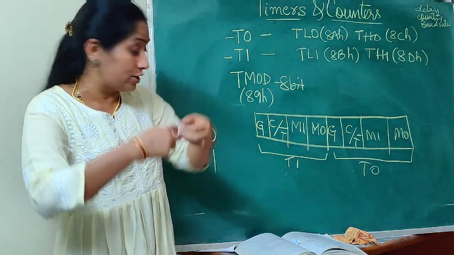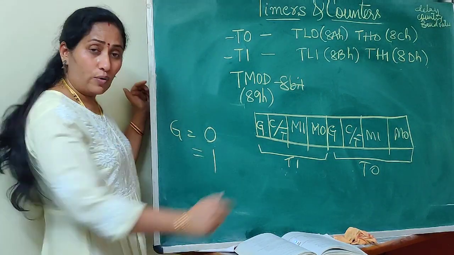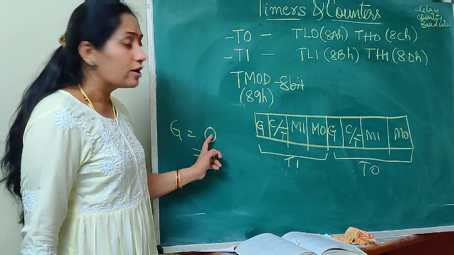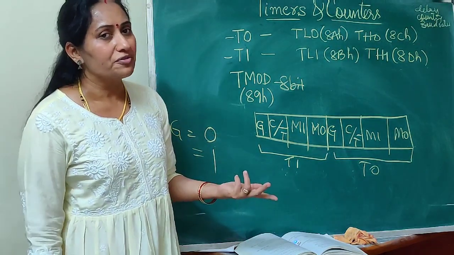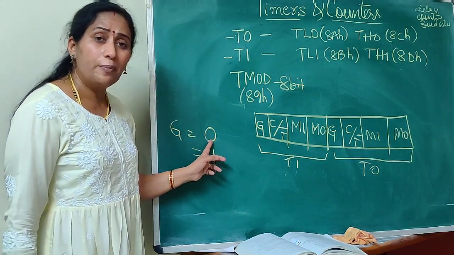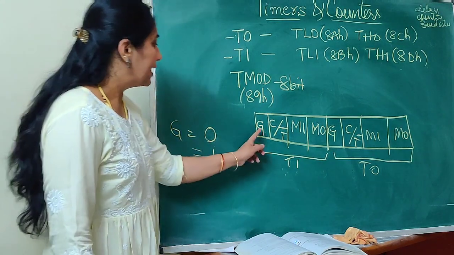That means it's a hardware control. Same here, if the gate is equal to 1, then it is going to be hardware control, and if the gate is equal to 0, then it is going to be software control. Hardly we are going to prefer the hardware control. We usually prefer the software control. That is gate.